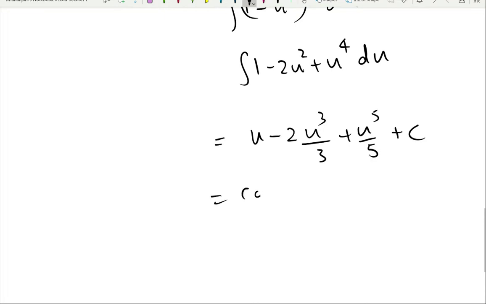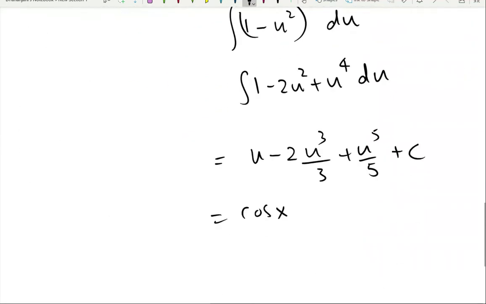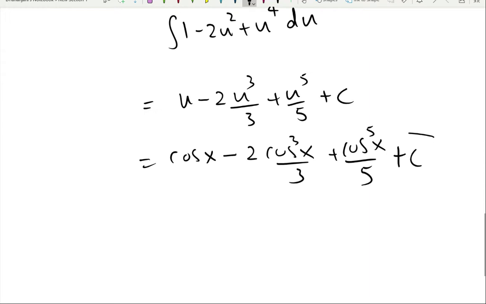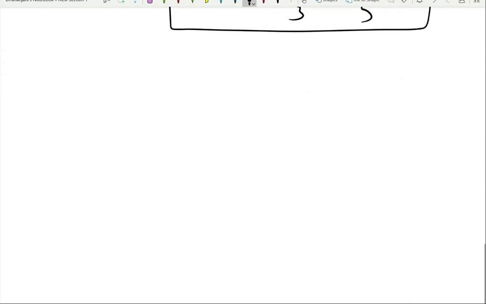What is u? Cosine, right? Yes. Okay. Just to make sure. So cosine x minus 2 cosine cube x over 3 plus cosine to the 5 x over 5 plus c. See, it's easy. Alright. Now, this is the answer. Okay, so let's move on to the final problem.